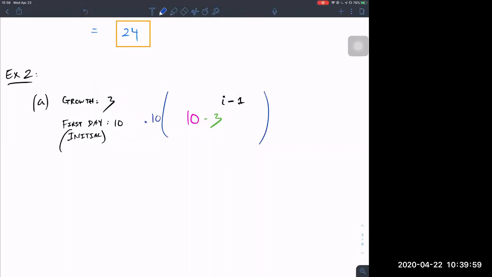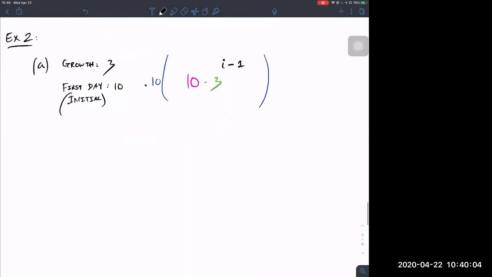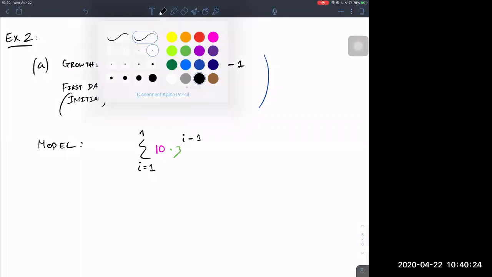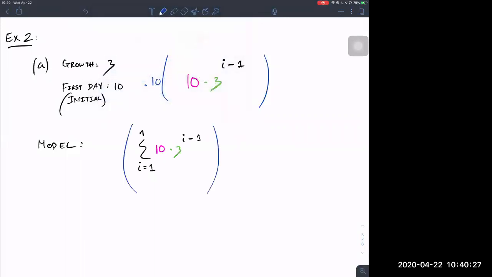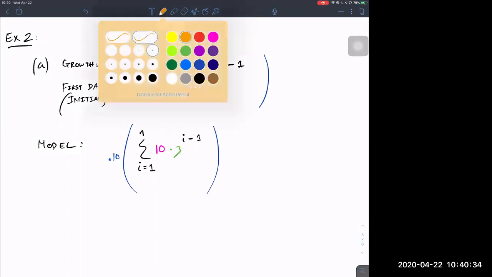Times 10 cents, right? Now, when you ask what the model is, since we want to worry about the summation, it looks like this. The model is the summation from starting at day 1 to however many days I may ask you, with the numbers starting with 10 growing by 3 to the I minus 1, and whatever this result is going to be multiplied by 10 cents because you make 10 cents per view. So that's your model right here, your base model.